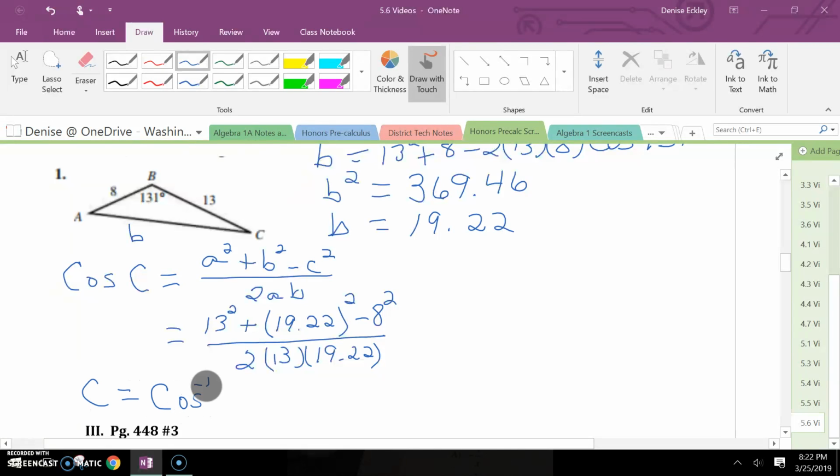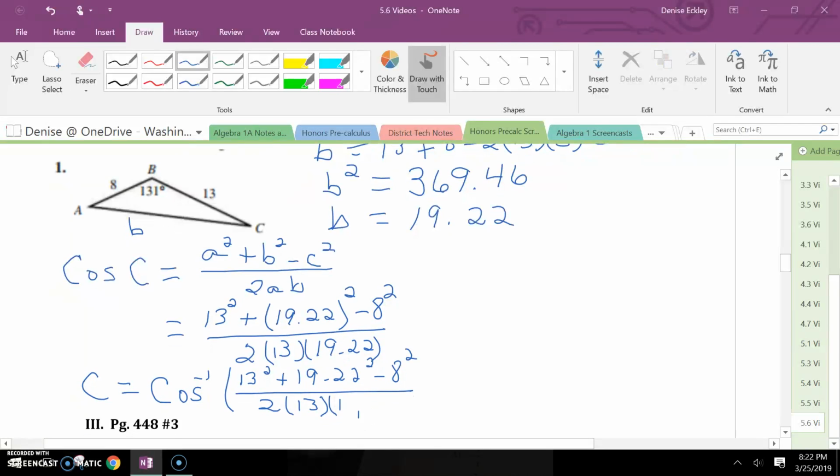So from there, I am just going to put in my calculator that angle C is going to be inverse cosine of this fraction. I'm not going to simplify it all ahead of time. I'm just going to put it in just like this, and use the inverse function on my calculator. And when I do that, I get an angle measure of 18.31 degrees.